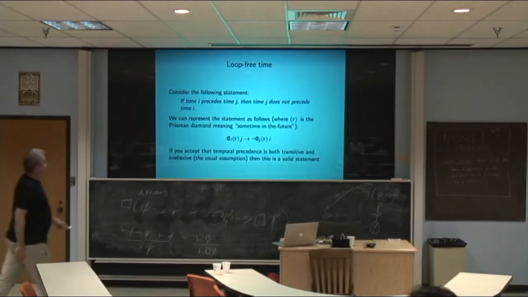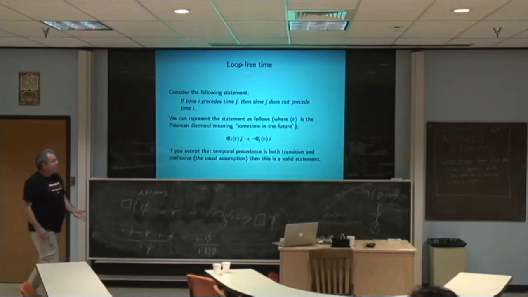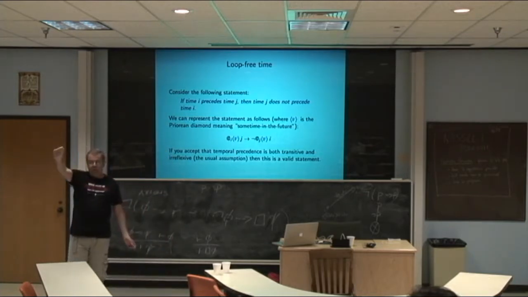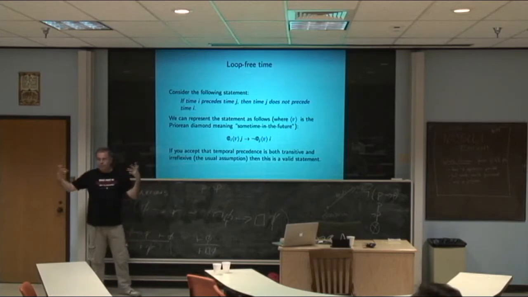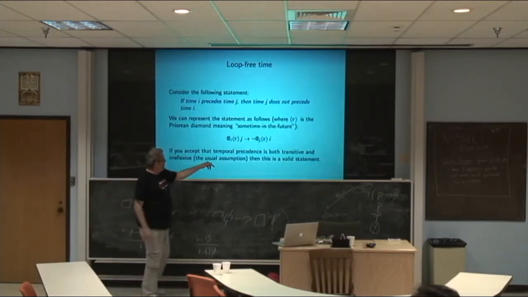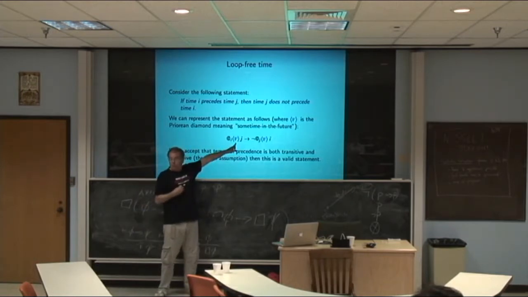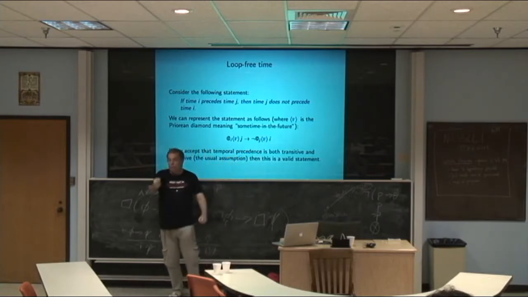Okay, let's do this example. Here's a temporal example. If time i precedes time j, then time j does not precede time i. So basically, if i comes before j, then I can't loop back from j to i. Time is asymmetric. So I'm going to use the Arthur Prior-style tense logic diamonds, and I can write this down here: if I'm at i, and I can move into the future and see j, then it's not true that when I'm standing at j, I can move into the future and see i.